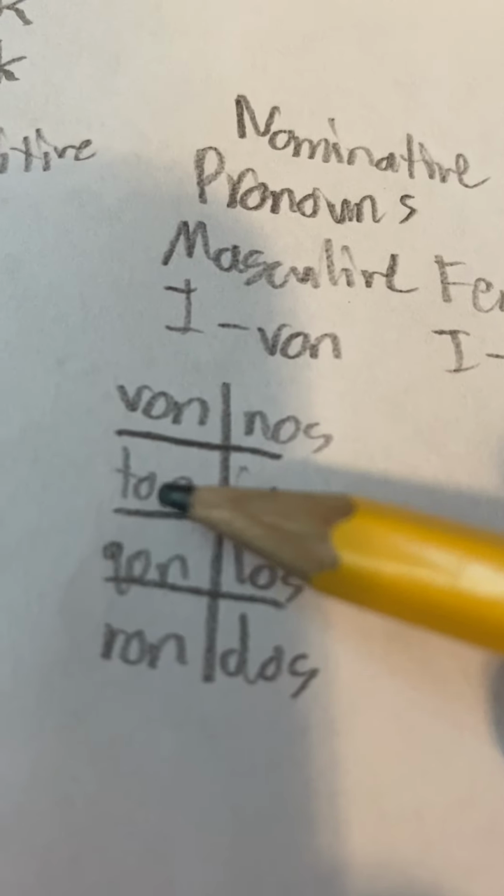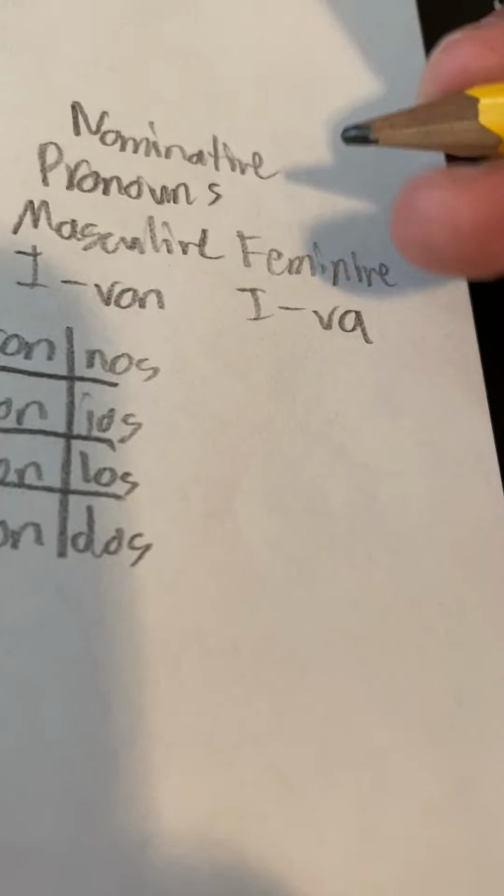So the pronouns for masculine, and of course, this is all different depending on the case. Let's just say this is nominative. Then this would be von, con, ron, and then nos, jos, los and dos. So this is explicitly for the nominative. If it was accusative, then it would be vo, do, go, ro, and it follows the pattern.